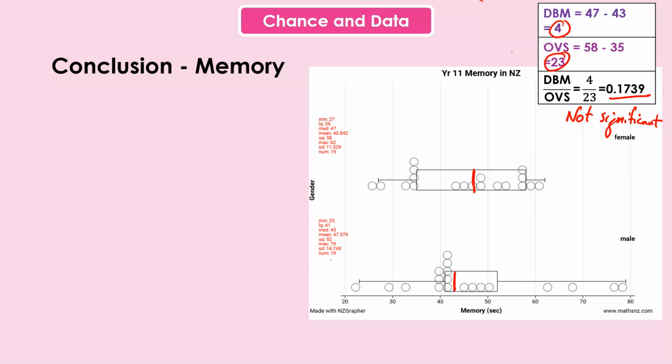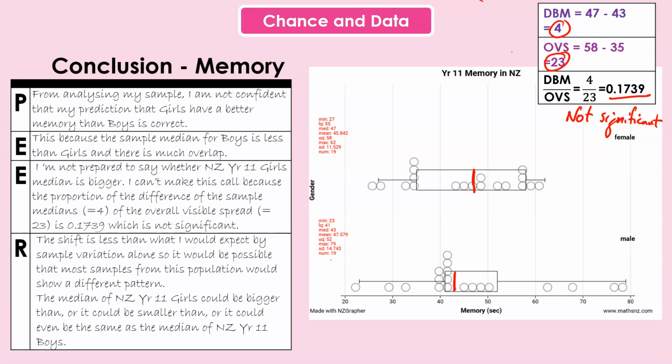So going through that list of results we talked about before, we have to think about which one fits this scenario. Something that's not significant, and this is what we came up with. From analysing my sample, I'm not confident that my prediction that girls have a better memory than boys is correct. This is because the sample median for boys is less than the girls and there is much overlap. So that's the explanation.